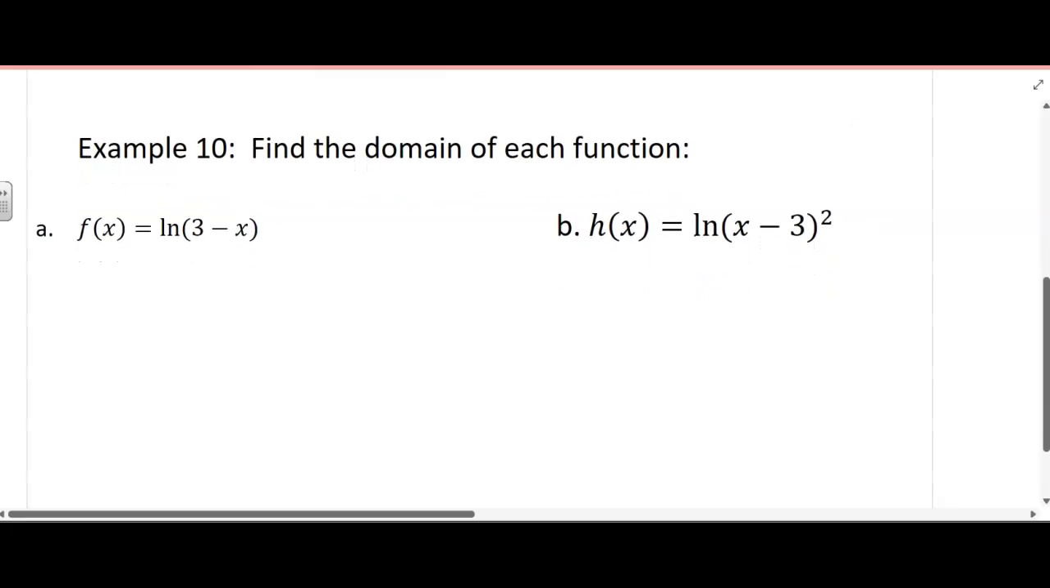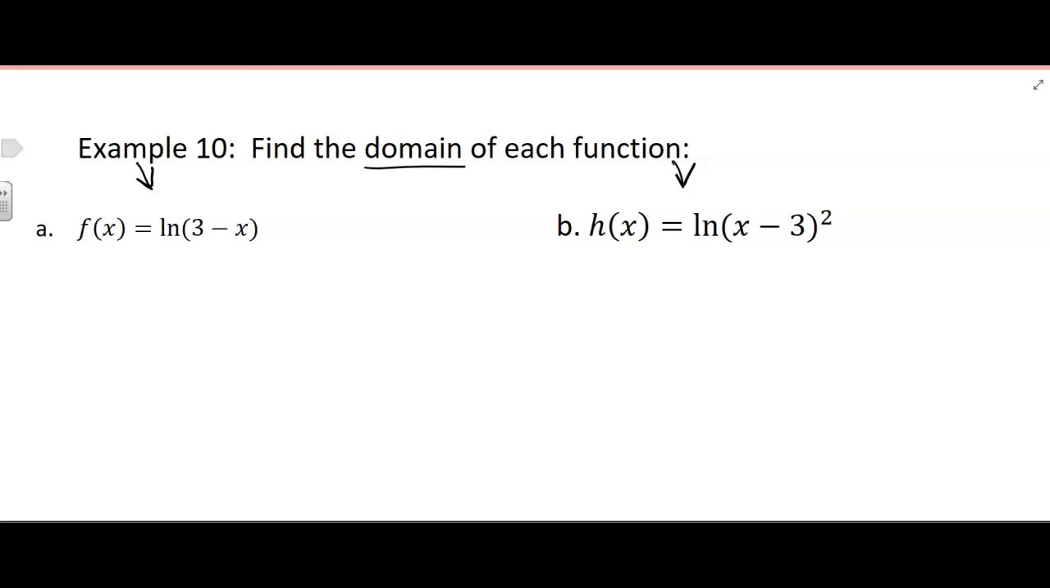Now, we're going to do this problem that talks about the domains of each function. Both of these functions are natural log functions, but it has nothing to do with finding the domain. So it's kind of weird that they put it in here, but we'll still do it. Okay, because what's the deal about the domain? The domain has to be greater than 0. It doesn't matter what the base is, it still has to be greater than 0.